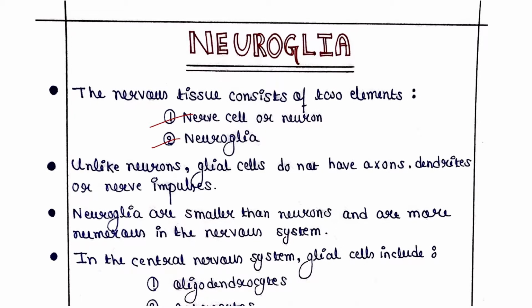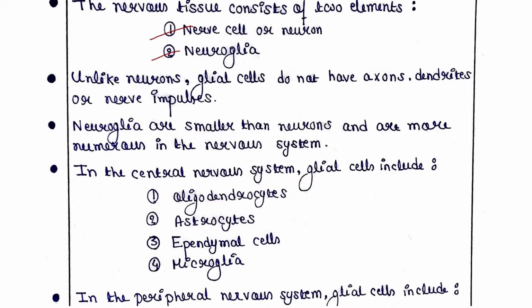Unlike neurons, glial cells do not have axons, dendrites or nerve impulses. We know that neurons possess axons, dendrites and nerve impulses, but glial cells do not have any axon, dendrite or nerve impulses. Neuroglia are smaller than neurons, and they are more numerous in the nervous system compared to neurons.